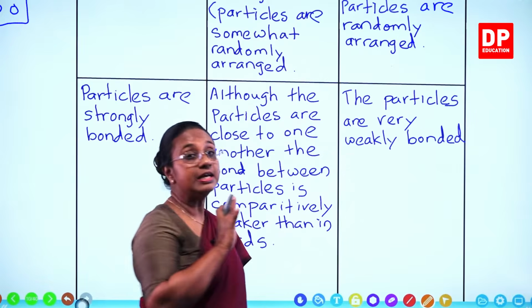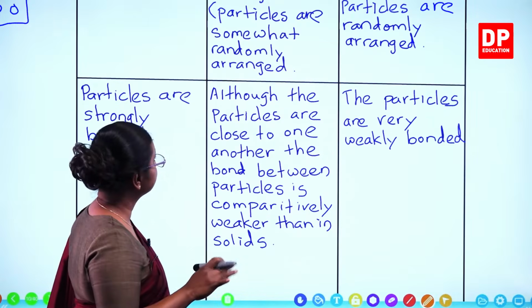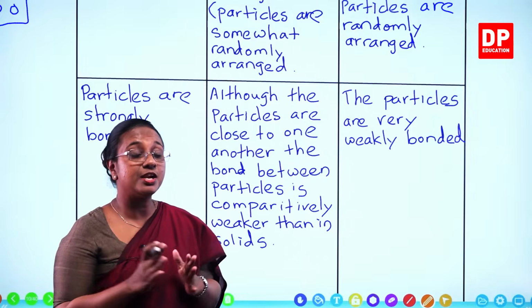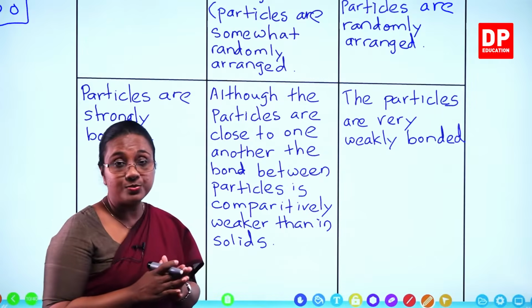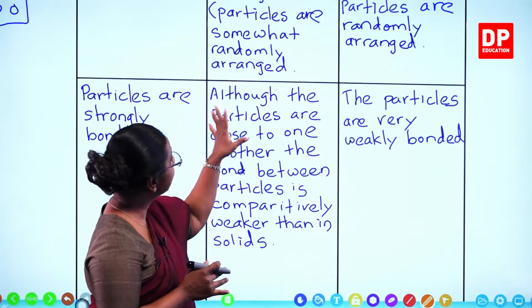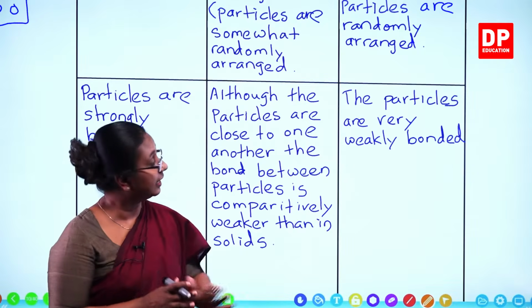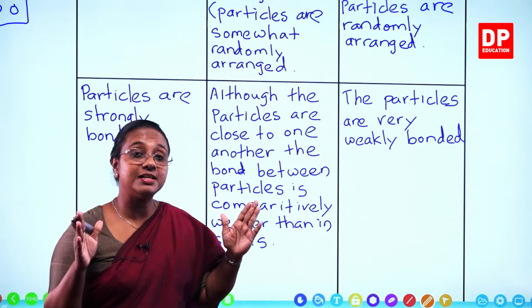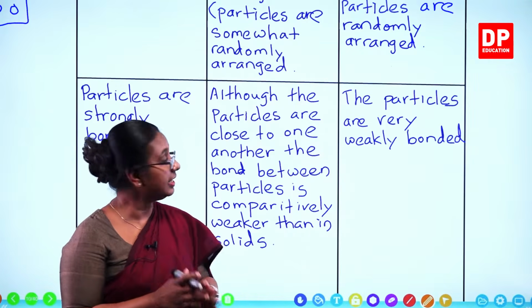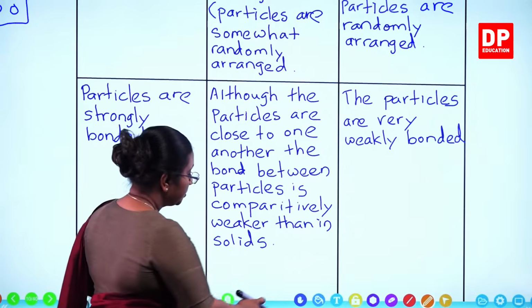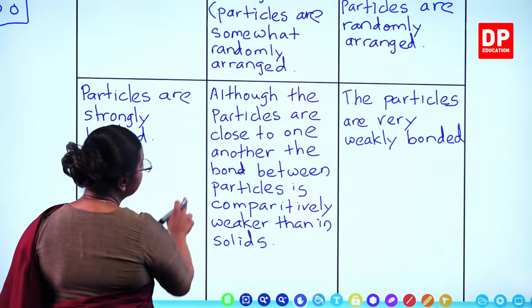So that is the bonding between particles, because in solids they are arranged in an organized manner. The bond is very strong. In liquids there is somewhat of randomness, so the bond is somewhat weaker. But in gases the particles are randomly arranged completely, so because of that the bond is very weak. So then we will look at the third property.